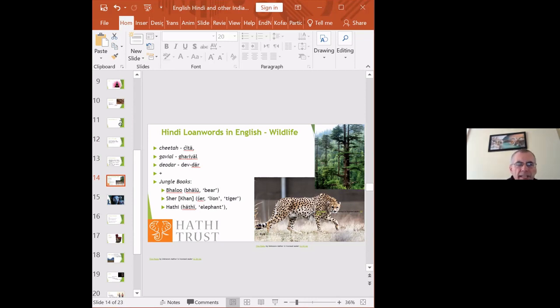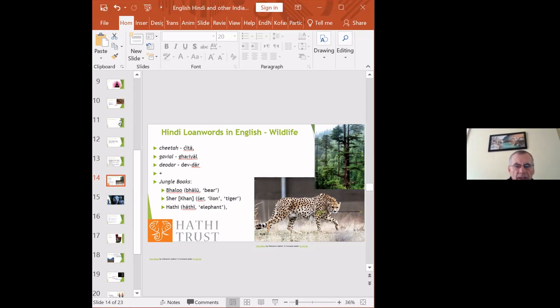Now, let me move to Hindi loanwords in English. It is not surprising that English has a lot of words from India. These words include Indian spices, food, plants, animals. Let us have a look at some of them. Cheetah, gavial, Hindi gharial, deodar is the tree, the Himalayan cedar is deodar.